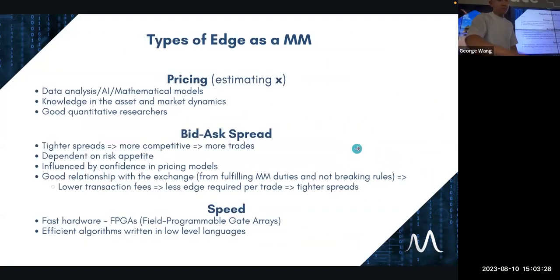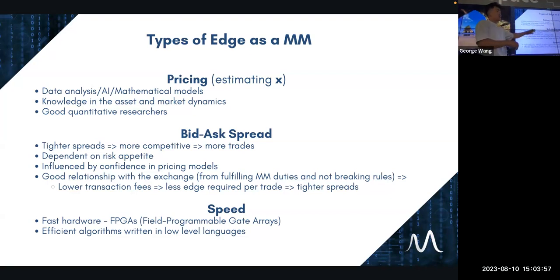So if you have tighter spreads, it means you're more competitive. It means you get more trades in, more volume. And then profit is volume times edge, so you get more profit. But this also depends on our risk appetite. We talked about this earlier. If you don't like risk, you might go for a larger spread, so fewer trades overall, but if trades happen, you're good. You also have to be very confident in your pricing model to go for a tight spread. We also talked about that.